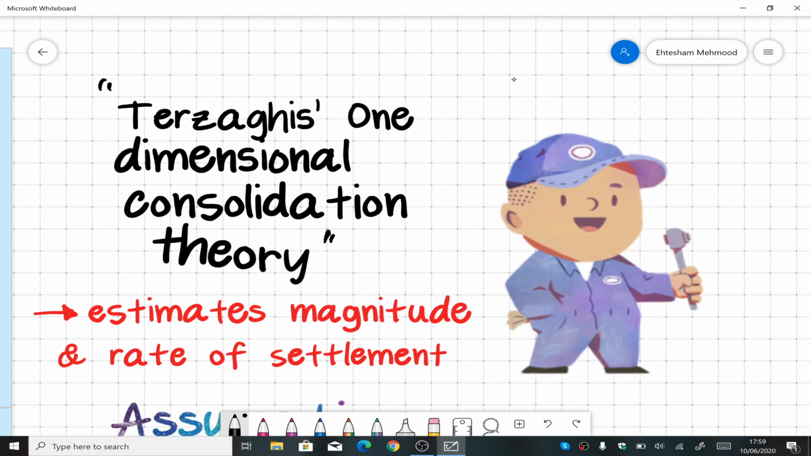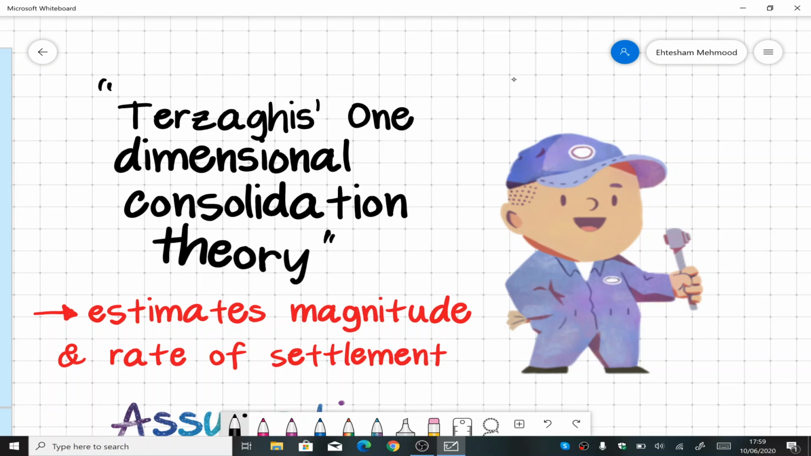So how does that help us? It helps us in estimating the magnitude, that means the amount of settlement. For instance, if we have a clay layer underground at some distance from the ground surface, the magnitude would tell us how much settlement would happen.